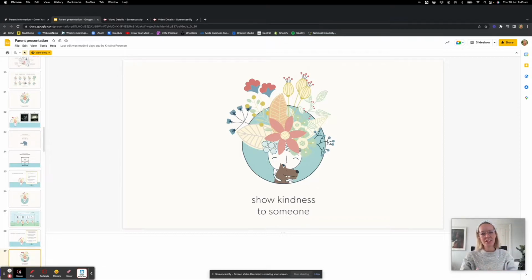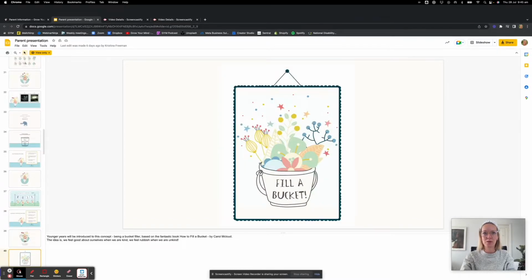The third strategy tonight is showing kindness to someone and how we look at that through the Grow Your Mind program. It starts, in the younger years, with being a bucket filler, and looking at that fantastic book, How to Fill a Bucket. And how do we feel good about ourselves? When we're feeling good about ourselves, we're kind. And when we are feeling rubbish, we can often be unkind.